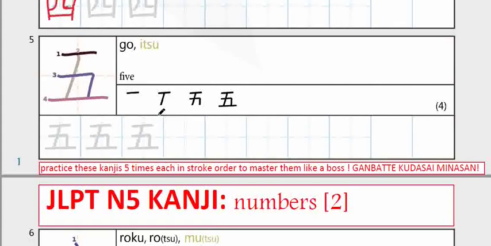Number 5 is the kanji for number 5, and it's called go in onyomi and itsu in kunyomi. Add the counter to make it itsutsu. Okay, this kanji is made up of only 4 strokes, and it is again an easier one, as you can see. So let's try practicing this.